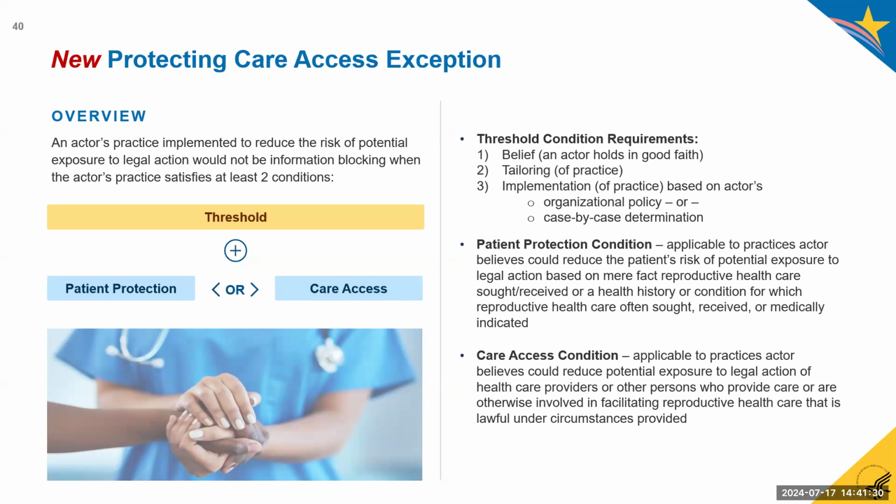First, the patient protection condition, which applies to practices that the actor believes could reduce the patient's risk of potential exposure to legal action based on the mere fact that reproductive health care was sought or received. Or, once satisfying the threshold condition, the actor would need to satisfy the care access condition, which we propose to apply to practices an actor undertakes with the belief that it could reduce potential exposure to legal action for healthcare providers or other persons who provide or facilitate receipt of care that's lawful under the circumstances in which it's provided.